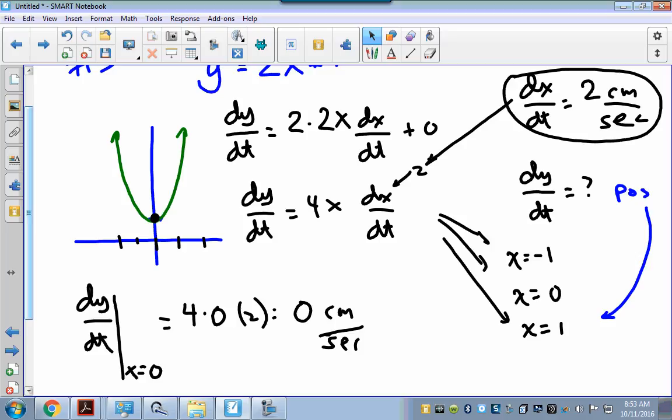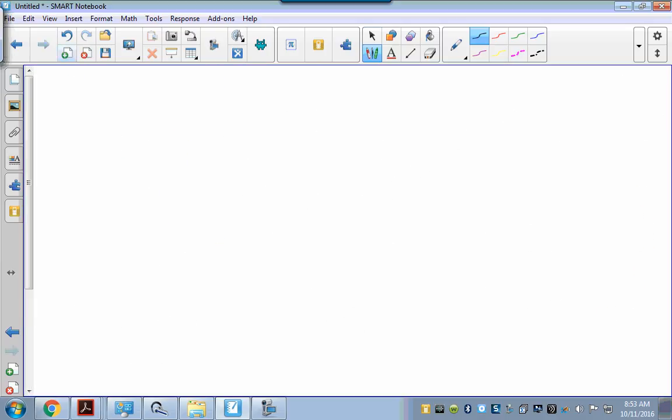And when x is equal to 1, just chug a 1 in here. So 4 times 1, so 8 centimeters per second. Pretty easy problem. Let's try number 7. Again, it's fun just to do a trick problem every once in a while. Number 7, we have y is the tangent of x.